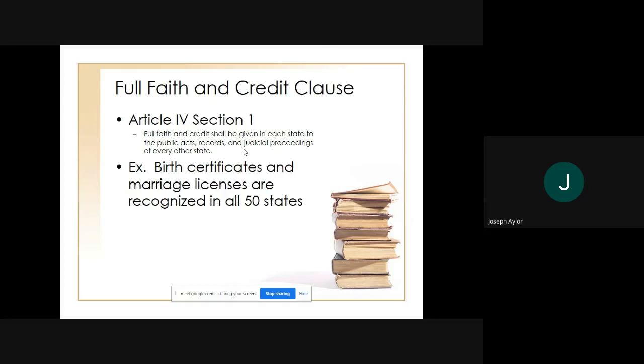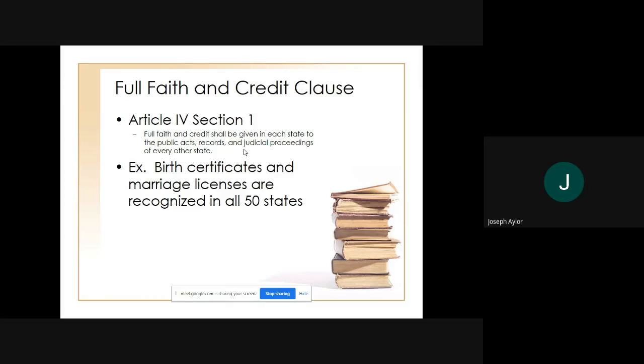When a state issues some sort of license or some sort of public record or public act or some sort of judicial proceeding, all 49 of the other states are now required to recognize that. And a good example is going to be a birth certificate, or a marriage license. Somebody who is identified as a married couple within one state is automatically going to be recognized as being married in another state. And this was challenged, obviously, with an issue such as gay marriage, where someone originally could have been married in the state of Massachusetts, but that maybe didn't apply to a state like Kentucky.